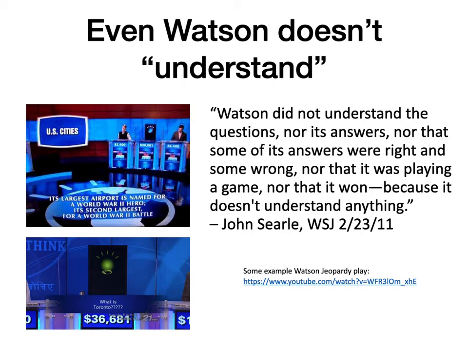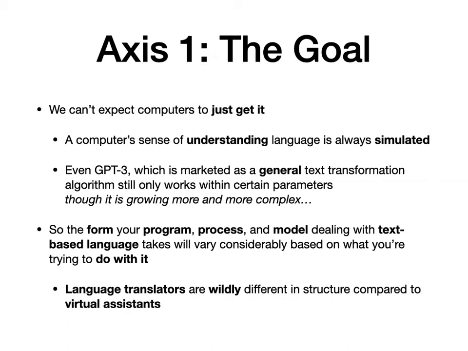So that's the idea. When we're considering this first axis, we start with the basis that we can't expect computers to just get it, right? The computer's sense of understanding language is always going to be simulated. So even GPT-3, as I said before, it's marketed as a general text transformation algorithm, which is very cool, but it only works within certain parameters. It is getting more complex every day, but we'll leave that on the side. Maybe a version of this course in a few years will be eating crow, but we'll see.